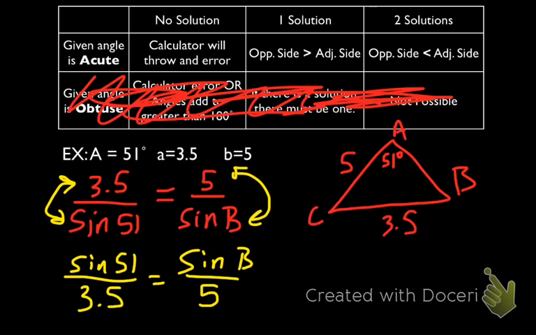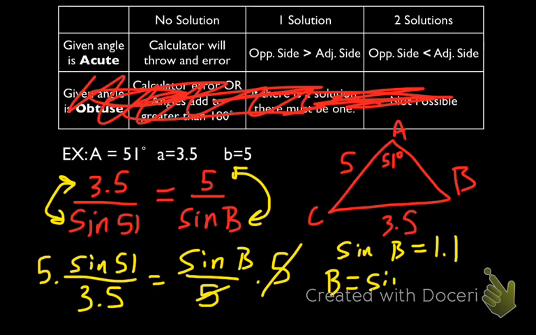It's very similar to those first examples we did, where all I have to do is multiply both sides by 5, and I can plug that in my calculator. So I get sine of B equals whatever that value is. What do you get for 5 times sine 51 divided by 3.5? You get 1.11. And then to get B by itself, B equals the inverse sine of 1.11. What happens when you put that in your calculator?